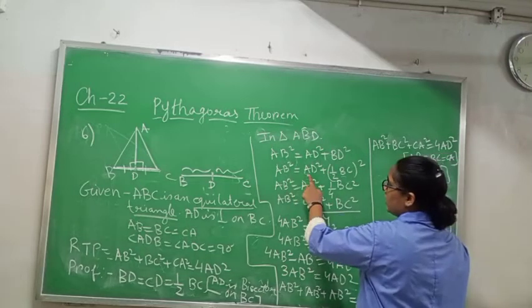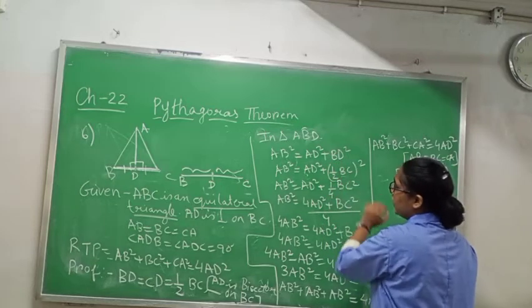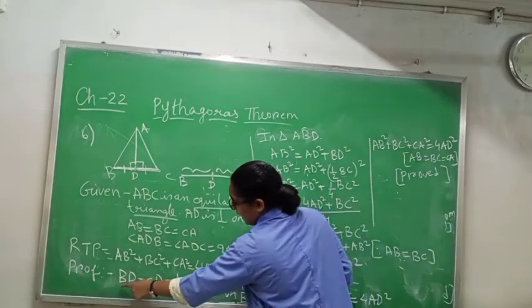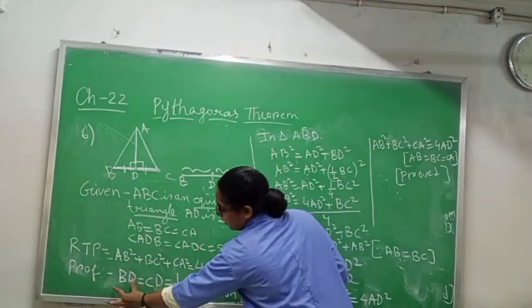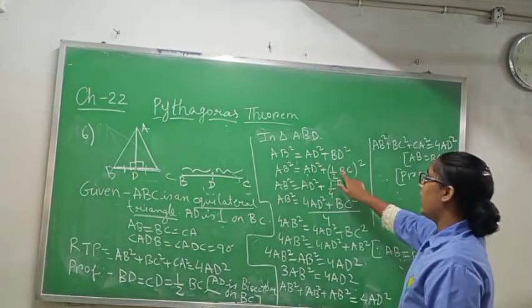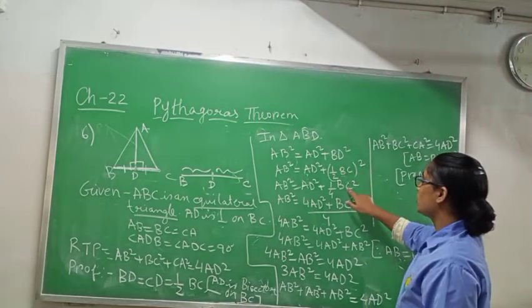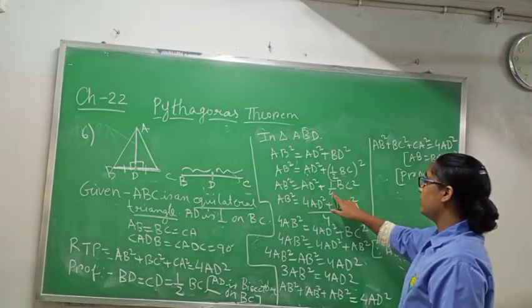Now AB square equals AD square plus BD square. In place of BD, you can write half BC, because I have already written BD equals CD equals half of BC. So in place of BD, I am writing half of BC. So BC whole square and 2 square will give you 4. So it is BC square by 4.